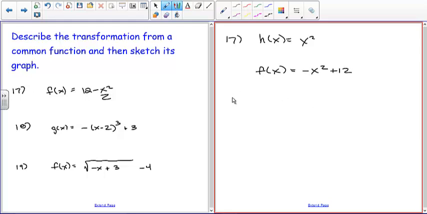So what I can say about this is that there's an x-axis reflection because of that negative sign out in front. If it had parentheses, it'd be negative quantity negative x squared, and that would be a y-axis reflection. X shift, well, it's just x by itself, so none. And the y-axis shift is going to be plus 12.